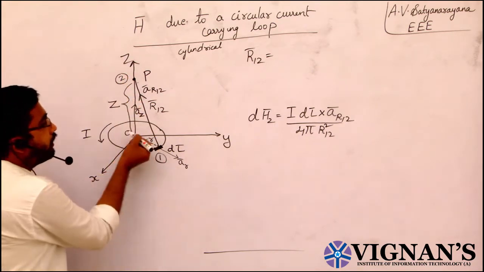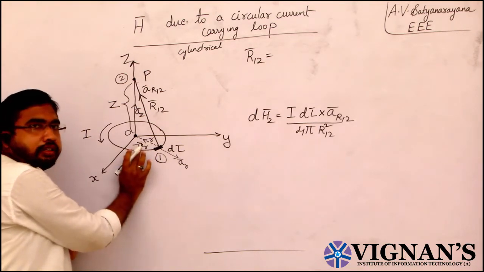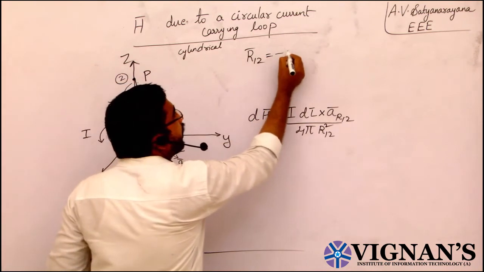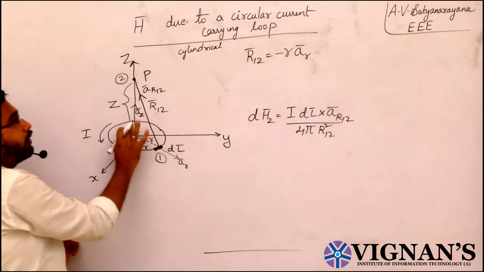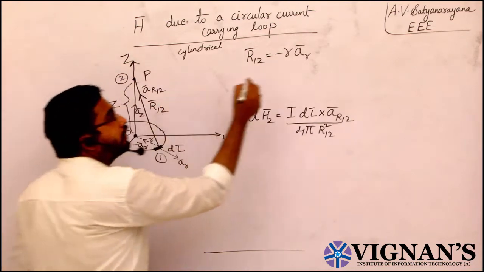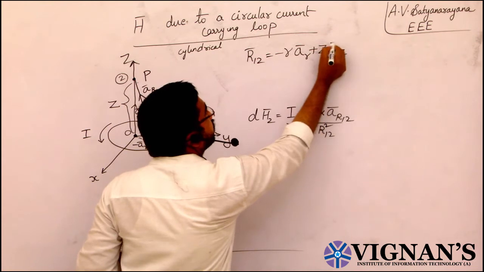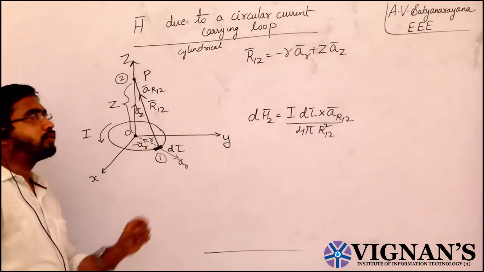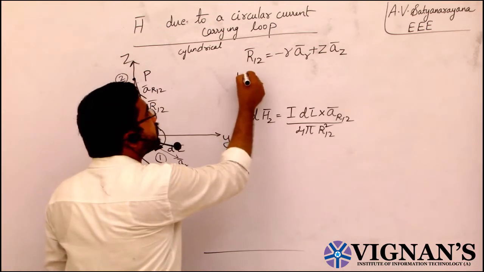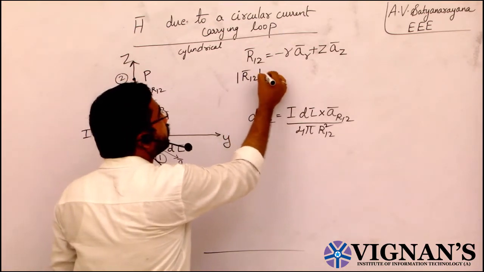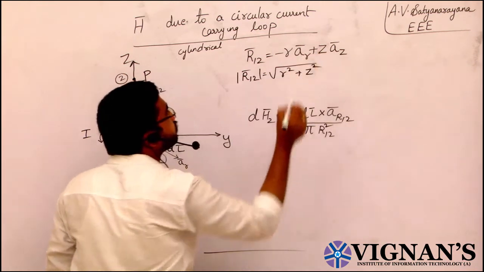So while going like this, what is the distance that is covered? r, and the unit vector is minus ar bar. That means minus r into ar bar. And here what is the distance that is covered? z, z into the unit vector az bar. Okay, so this is the distance vector. Now what is the magnitude of this distance vector? Mod r12 is root over r square plus z square.